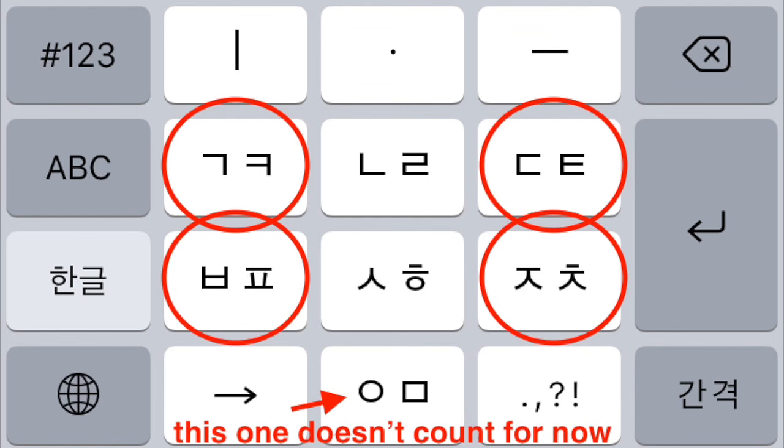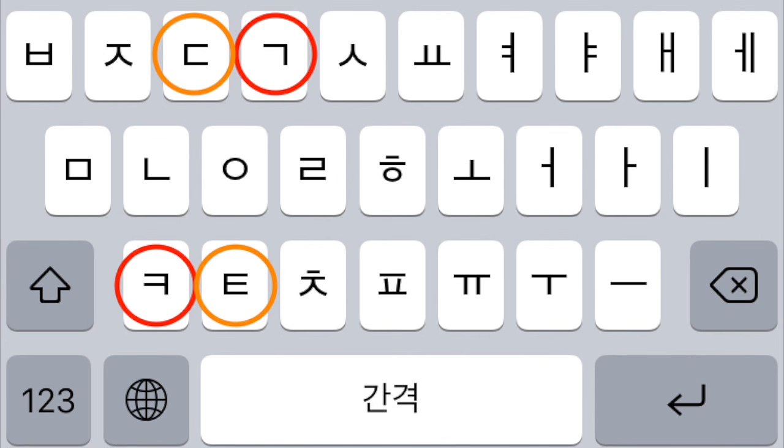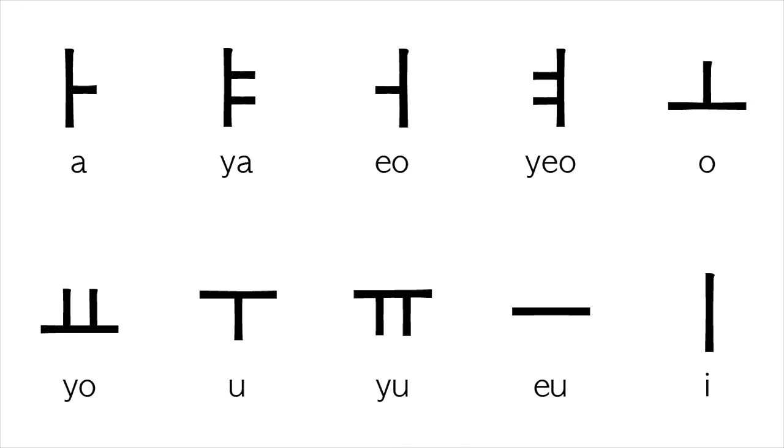There is an easy way to remember these pairs as well if you don't have an old Korean keyboard. On a Korean standard keyboard or the QWERTY keyboard, the pairs are organized in a pattern. These are pairs, these are pairs, these are pairs, and these are pairs. Top goes right to left, bottom goes left to right. Now let's move on to vowels.